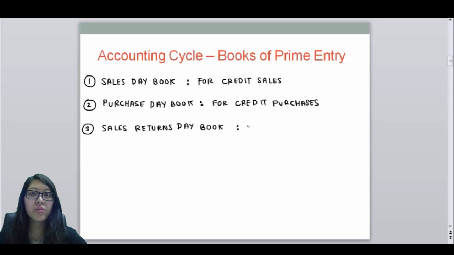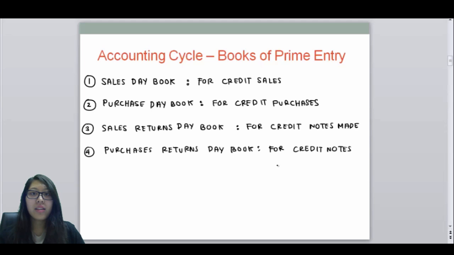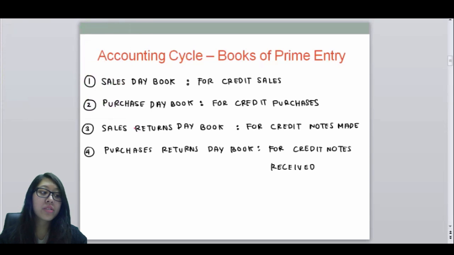So similar to the sales returns day book, we would also have to maintain a purchases returns day book. Now, if a sales returns day book is to record goods that have come back to us, then the purchases returns day book is going to be used to record credit notes that we have received from the suppliers because we're the ones who are going to be returning the goods to them. So as a result, our balance with the trade payable is going to be reduced and we're going to receive a credit note as proof.